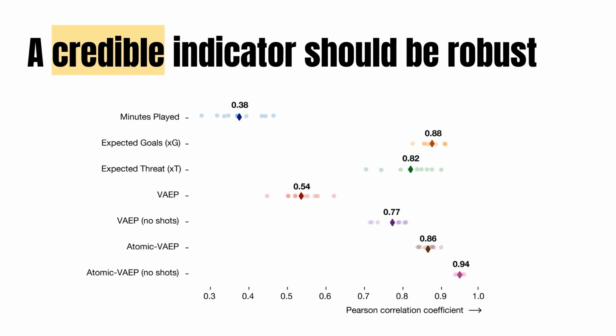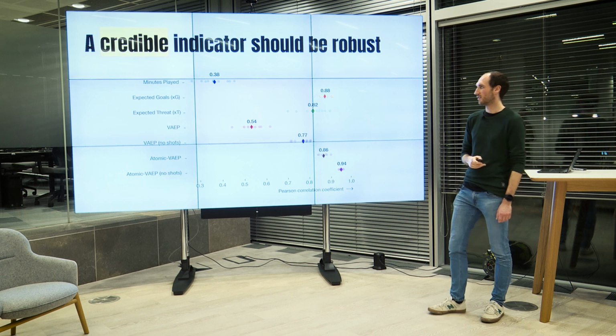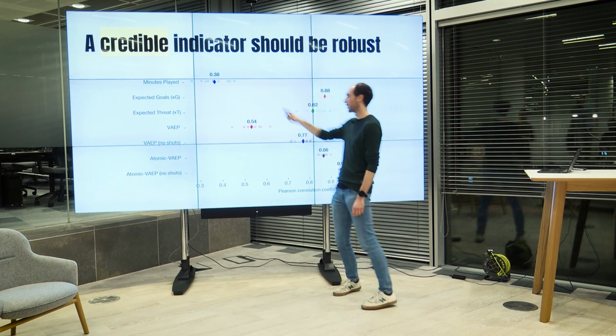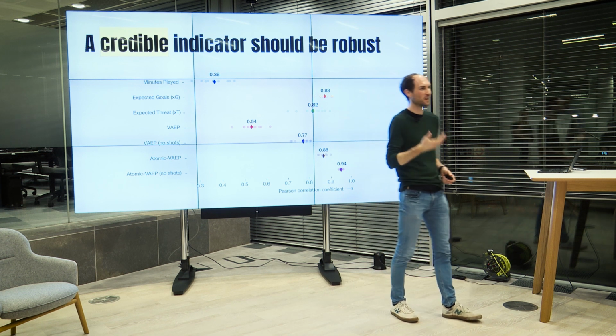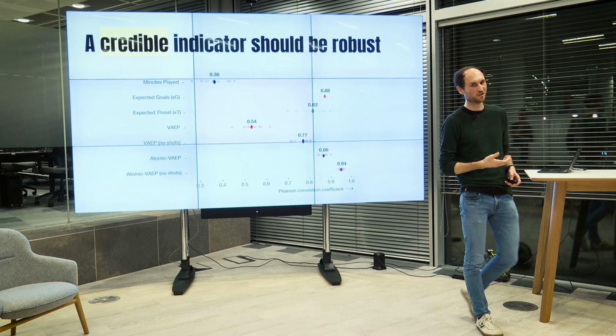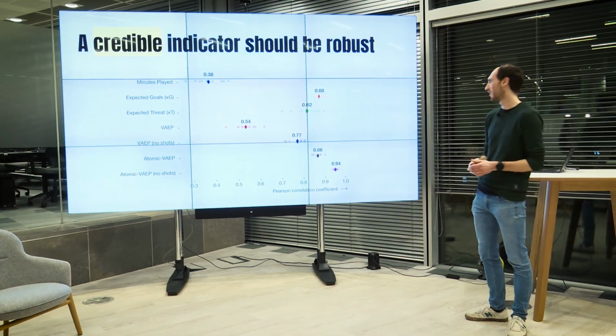So we looked at 10 seasons of Premier League data, and each dot represents the correlation between 2 consecutive seasons. And then the diamond shape shows the mean over those 10 experiments. Then you can see that minutes played is not very robust. That's mainly because it's affected a lot by how many games a team plays in a season, whether players get injured, red cards, things like that.